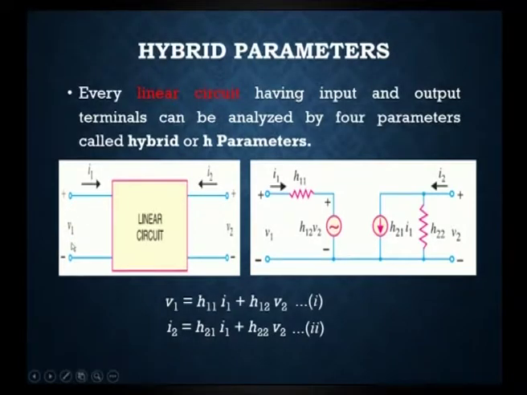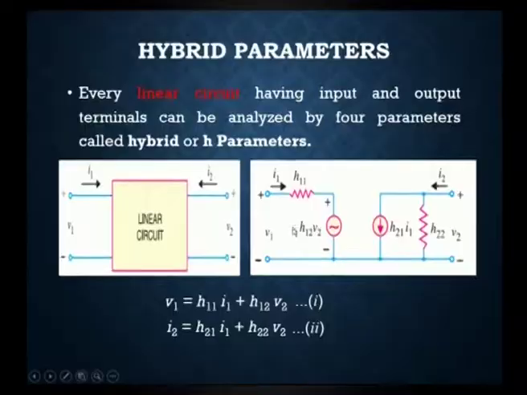Here we can observe V1, I1 and V2, I2 are the 4 variables. When we talk about hybrid parameters, the parameters including these variables are what we observe in the next picture, where I1 has H11 as a hybrid parameter. The equivalent hybrid circuit can be represented like this, having an AC supply, a current supply and also a resistance. This is how we represent the equivalent hybrid circuit of a linear circuit.